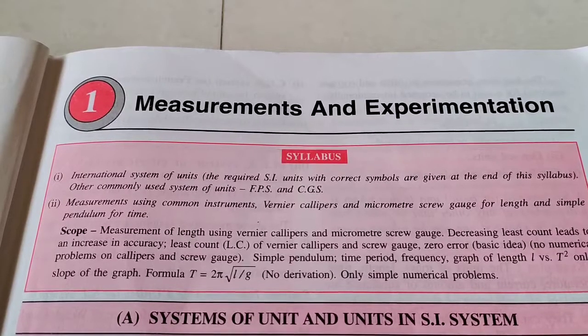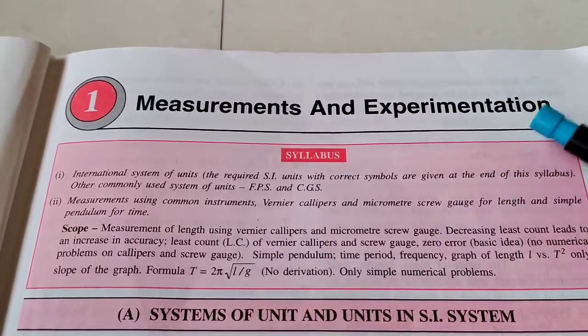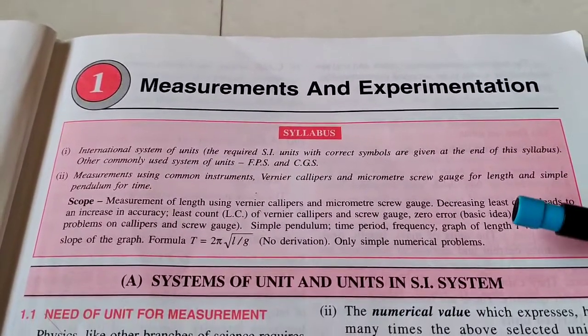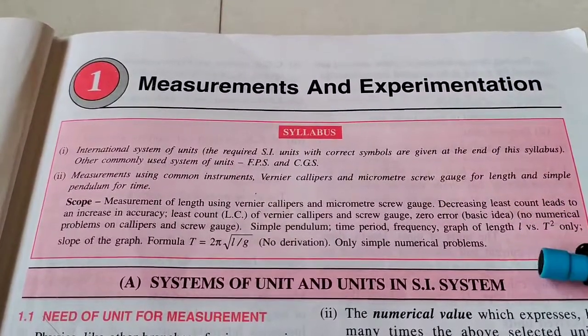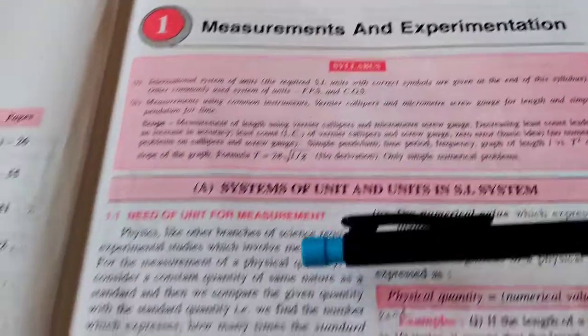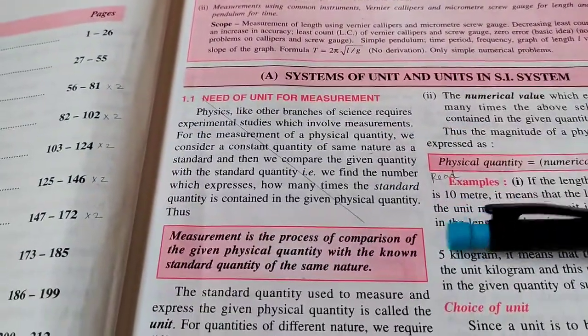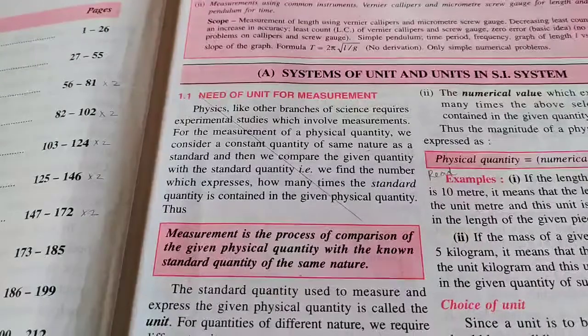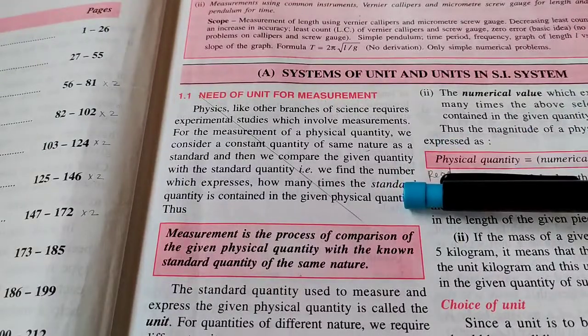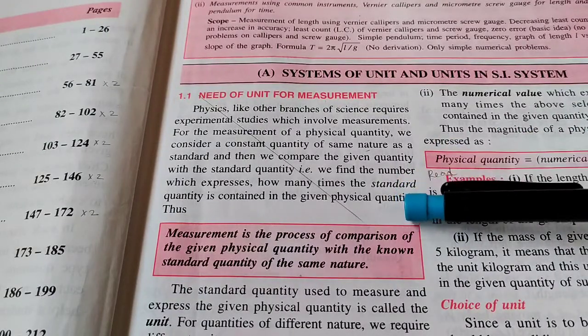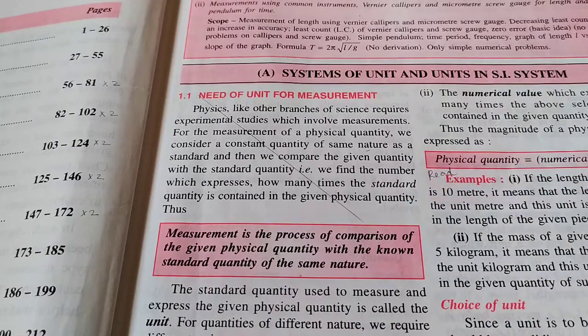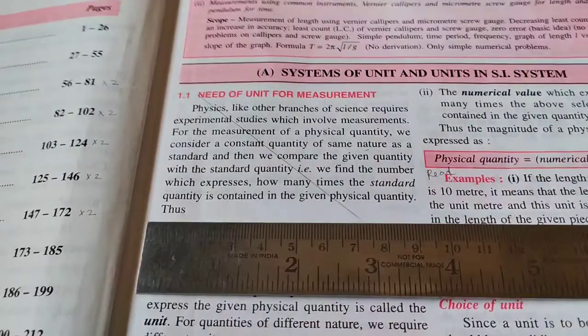9th Standard ICSE Physics, Chapter 1, Measurements and Experimentation, Part A: Systems of Unit and Units in SI System. The first paragraph is cancelled. Then we have a definition of measurement. Measurement is the process of comparison of the given physical quantity with the known standard quantity of the same nature.